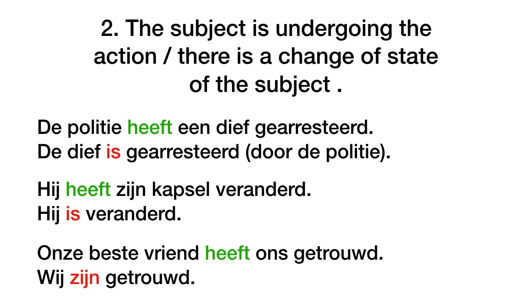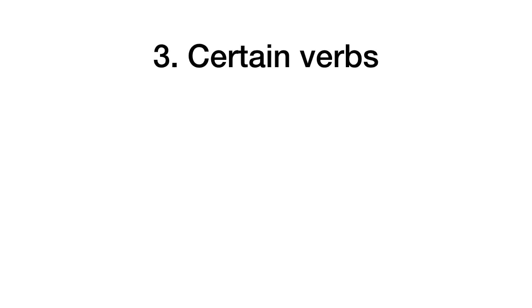Because this sentence means our best friend has married us, as in he was leading the ceremony. So it's really an action. While the second sentence, wij zijn getrouwd, is clearly a sentence in which the subject, wij, is undergoing the action. There is a change of state of the subject. Let's move on to the third reason to use zijn in perfectum. It's easy. There are just certain verbs that always go together with zijn.